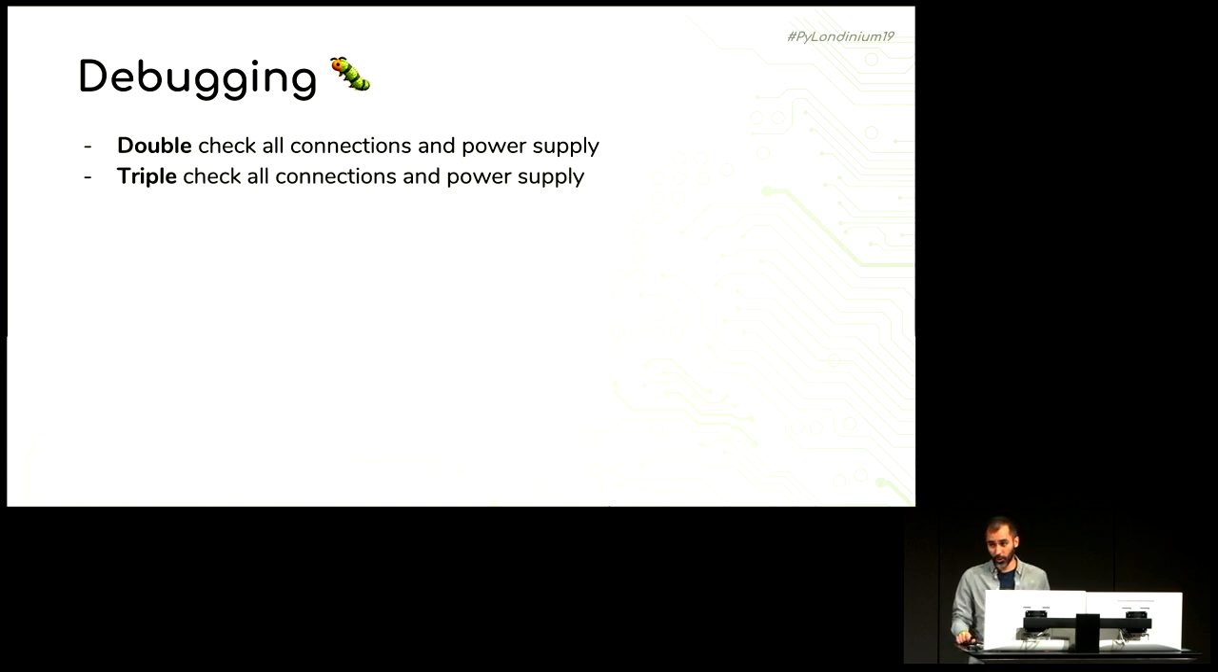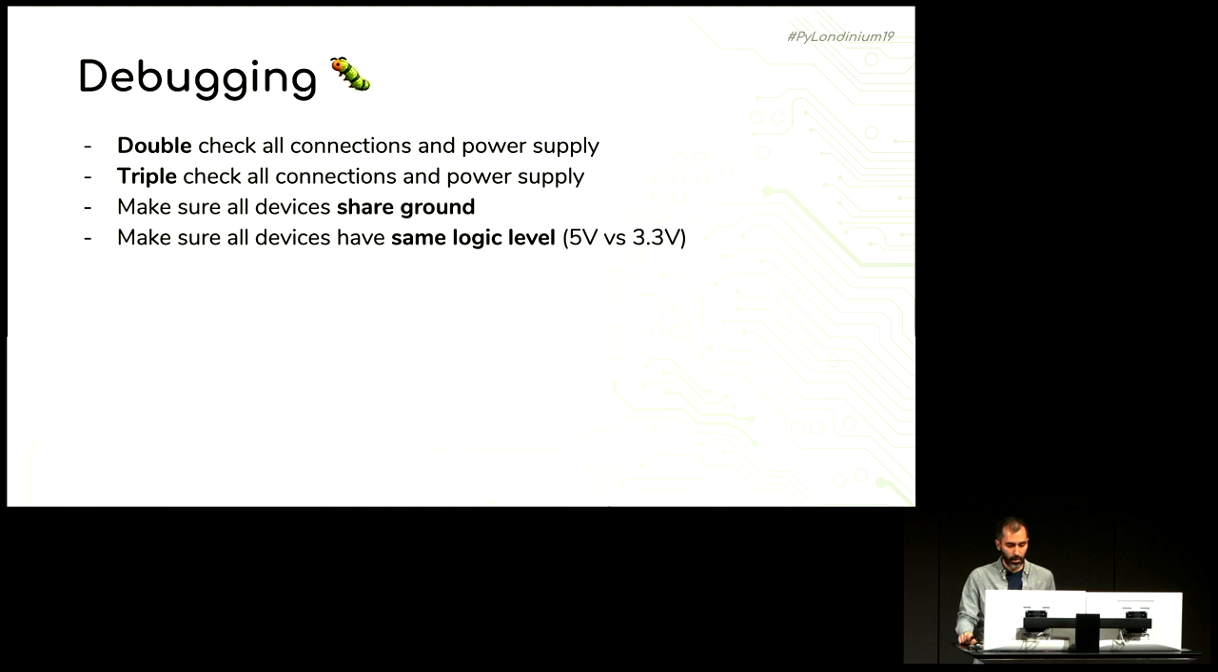Right. So one of the first things you should probably do is to double check all the connections and your power supply. The second thing you should be doing is to triple check all the connections and the power supply. After that, you should make sure that you have a shared ground. This is quite important when you have a lot of different devices, perhaps connected to different power supplies and things like that. Then you should make sure that your devices are all on the same logic levels, especially when you're buying things like modules. Sometimes they are designed to work at 5 volts, and your device may be 3.3 or the other way around. And it's always good to check this before you wire things, because if you don't, you can fry some chips.